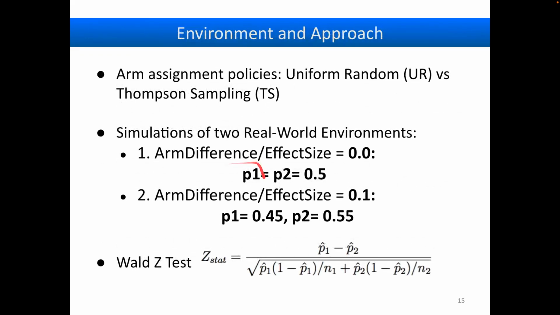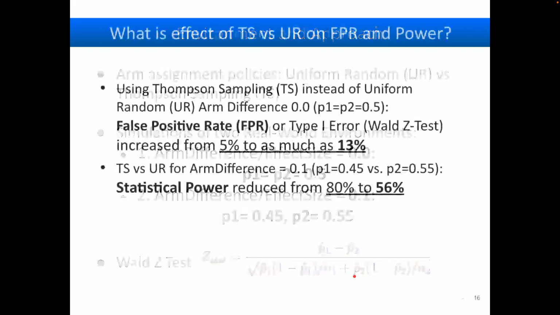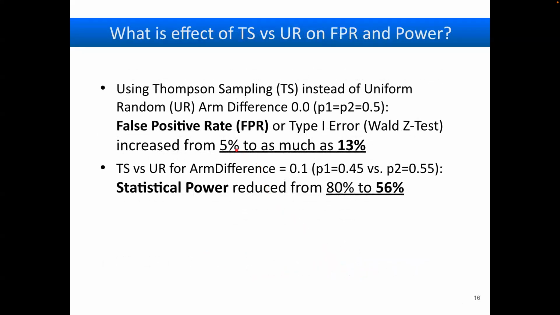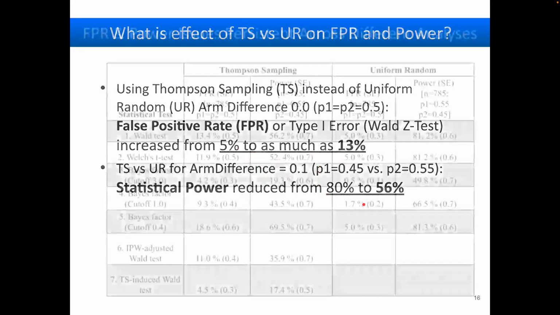Here are two examples. We have many more in the paper. Arm 1, arm 2, 0.5, or an arm difference of effect size 0.1, kind of what might be standard in some behavioral applications. 0.5 versus 0.55. Here's the Wald z-test, the test statistic: p1 hat minus p2 hat over the standard error of the difference in means. So that's the test statistic we're using. And as I mentioned, the false positive rate goes from 5% to as much as 30%, and power from 80% to 56%.